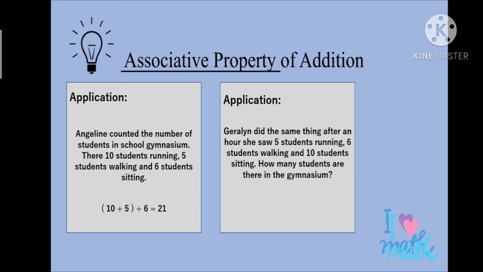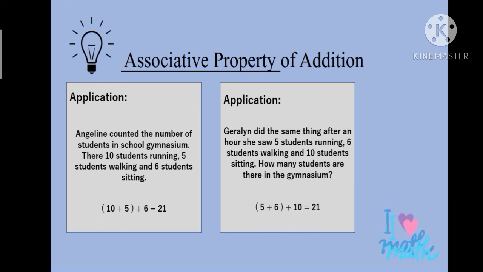to 21. So after an hour, Geraldine did the same thing, and she saw 5 students running, 6 students walking, and 10 students sitting. So how many students are there in the gymnasium? So likewise, Geraldine decided to add students who are running and walking, and then later on add students who are sitting. And it looks like this.